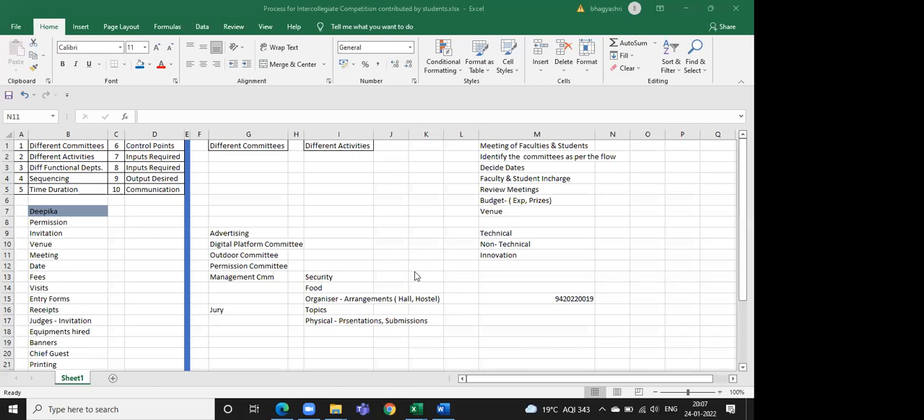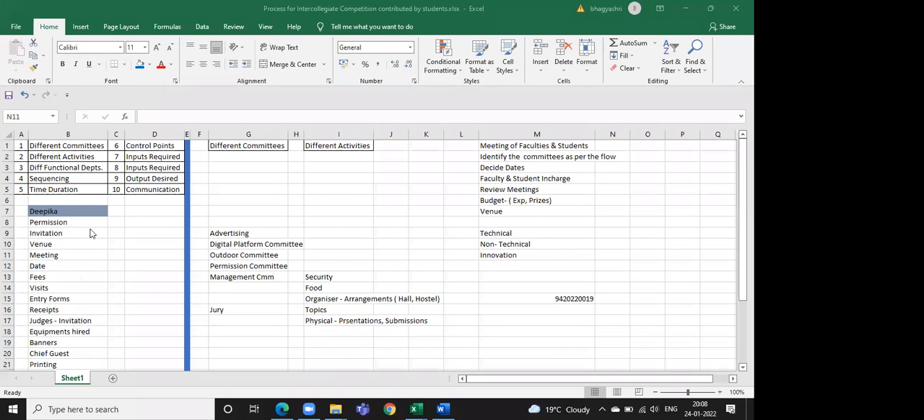Now, as you all can see, this part: advertising, digital platform committee, outdoor committee, permission committee, management committee, and jury, security, food, organizer arrangements, topics, and presentation, physical presentation, submissions, etc. So these were the different committees that the non-laptop team came up with, whereas Deepika alone had come up with n number of activities that are included.